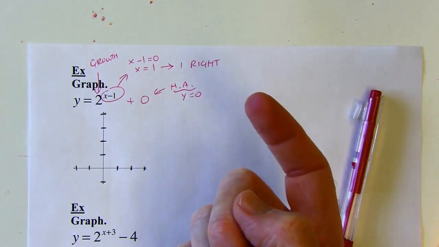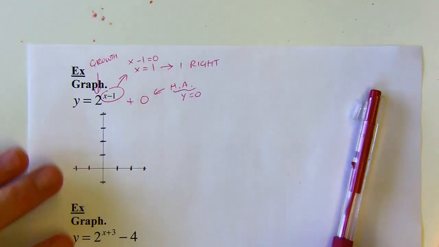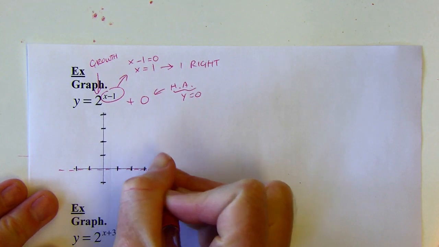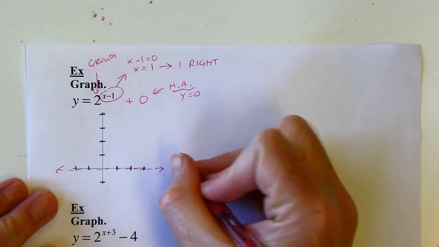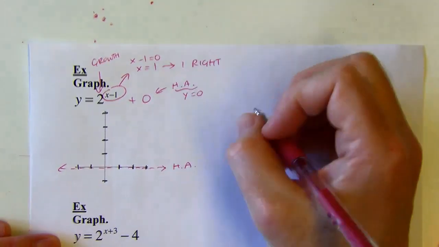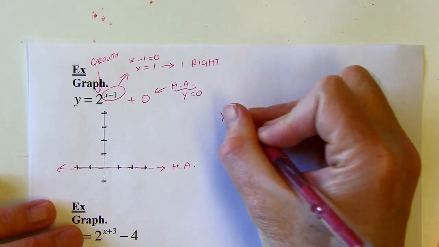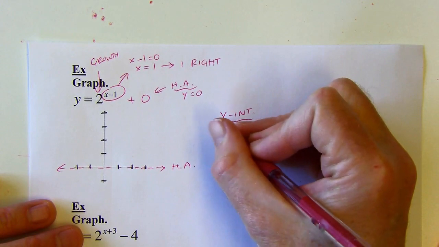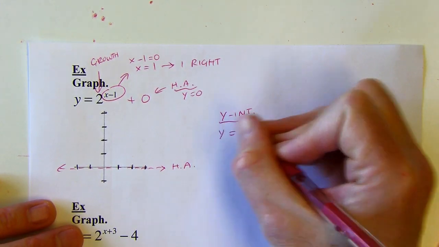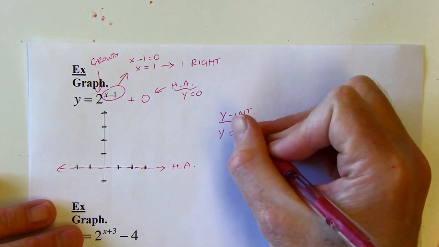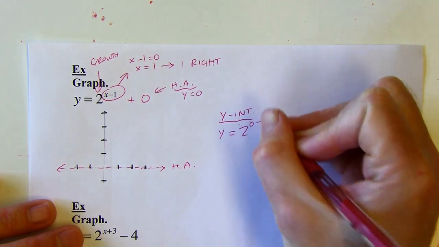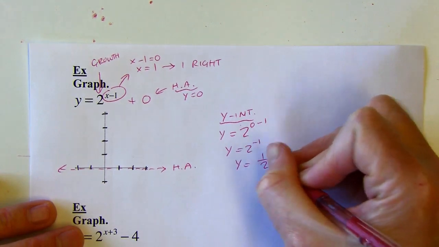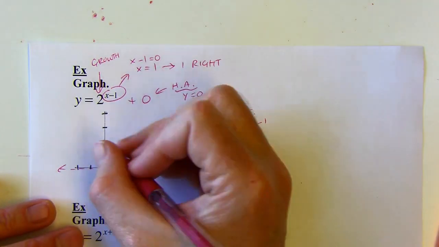So I'm still going to just find the intercepts. Okay? So here's my horizontal asymptote. Okay, let's find the y-intercept. So plugging in 0 for x, that's going to be 1/2, right? So my y-intercept is 1/2.